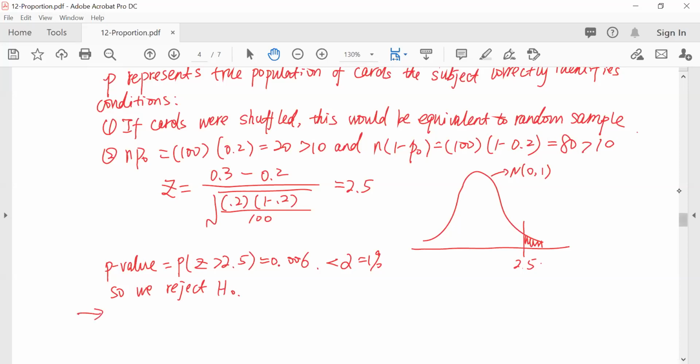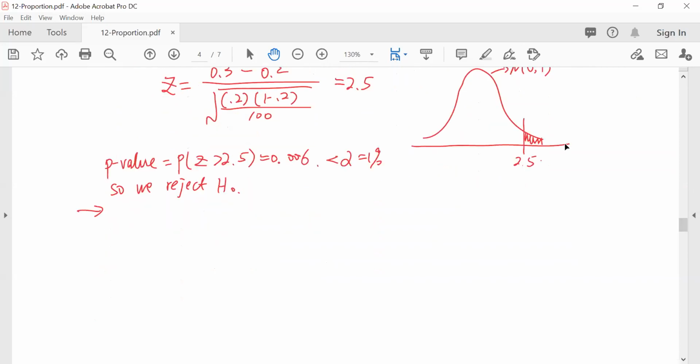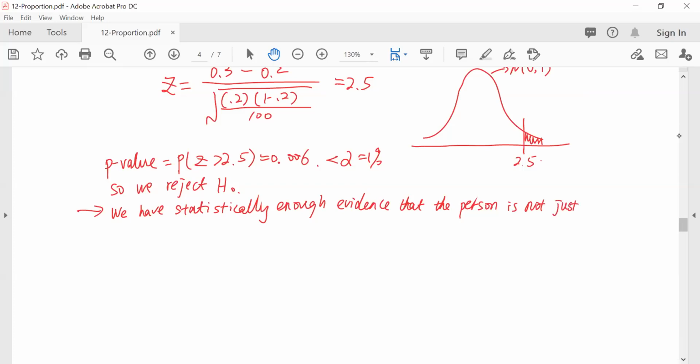Then we could write our conclusion, in the way we usually do, to write the conclusion for the hypothesis test. We have statistically enough evidence that the person is not just guessing.